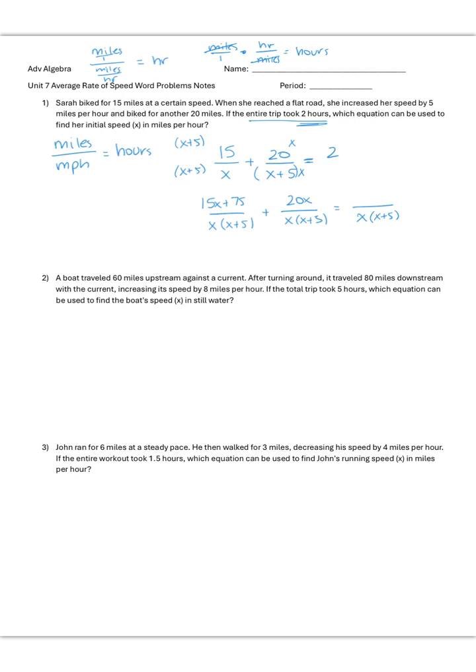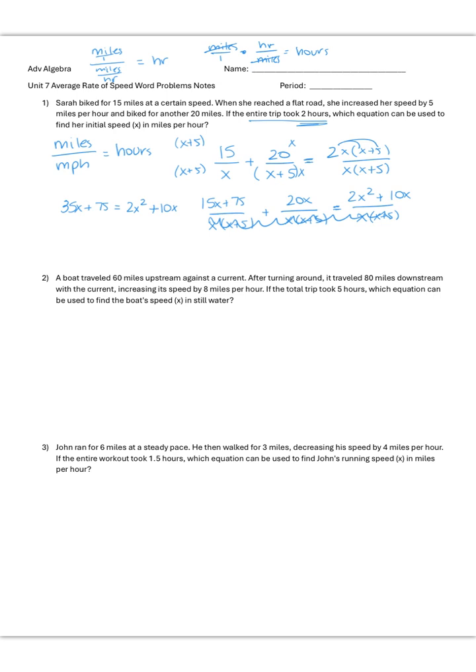And then my third, I have to multiply by x times x plus 5 on the top and the bottom. So that's going to give me 2x squared plus 10x. Then once I get my denominators the same, since there's an equal sign here, I can cross off my denominators. So really, I'm left with, on the left, 15x plus 20x, which is going to give me 35x plus 75. And it's going to equal 2x squared plus 10x.